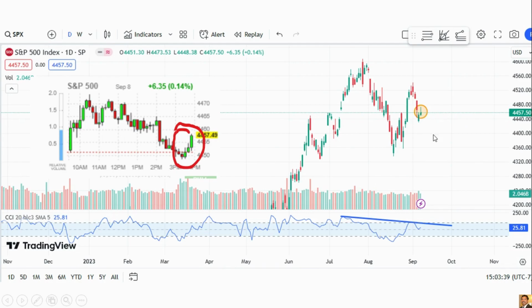Basically, a shooting star means a bearish or reversal candle. Why they say that is, when the market opens, it gaps up or goes up, and from there, during the afternoon or closing time, it goes down and closes near the lower end of the day.